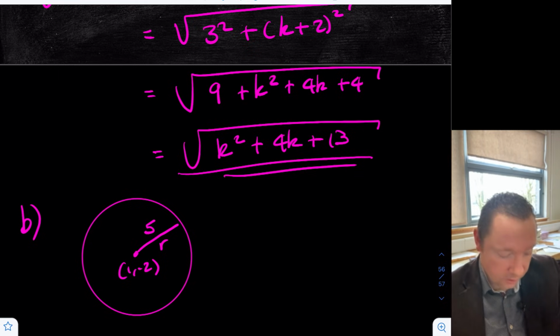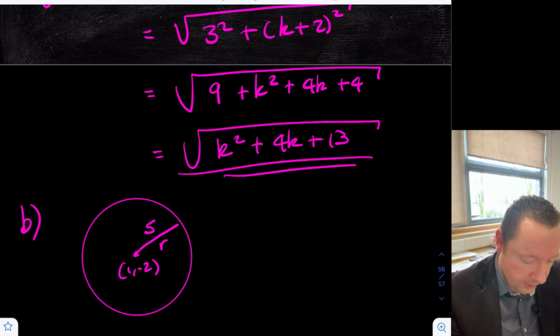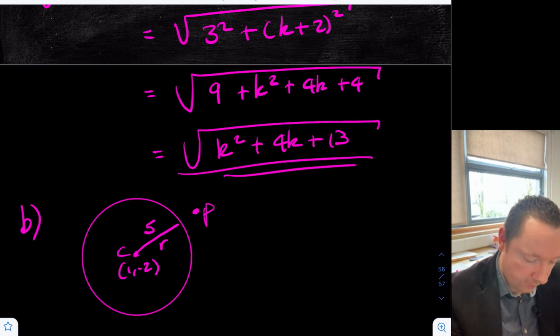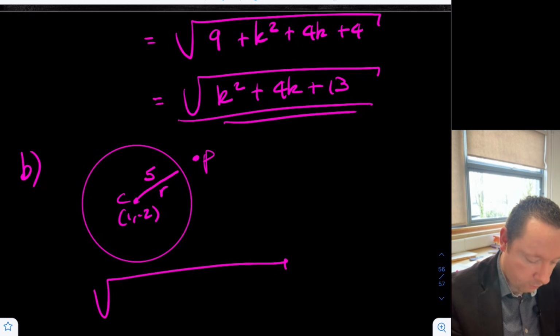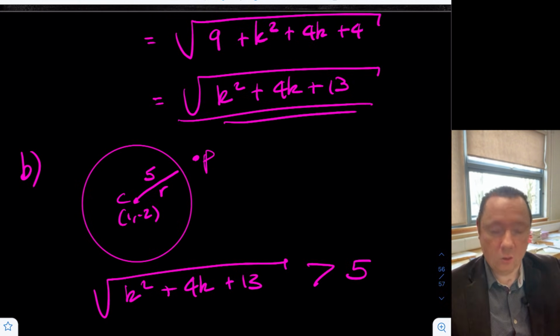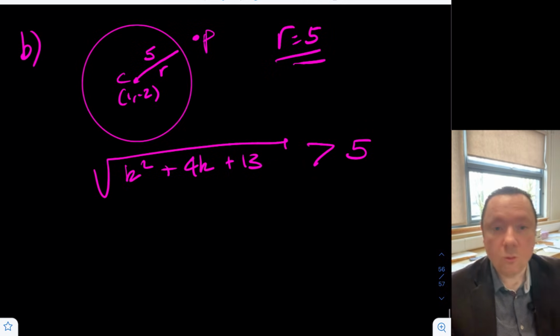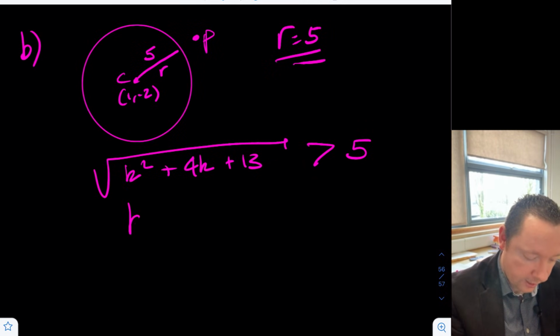So if P is outside the circle, then clearly the distance between the centre and P must be bigger than 5. It has to be over 5. So we can then just say that the square root of k squared plus 4k plus 13 is greater than 5. That's because our radius, remember, is 5. So, quadratic inequality, square both sides: k squared plus 4k plus 13 is greater than 25.